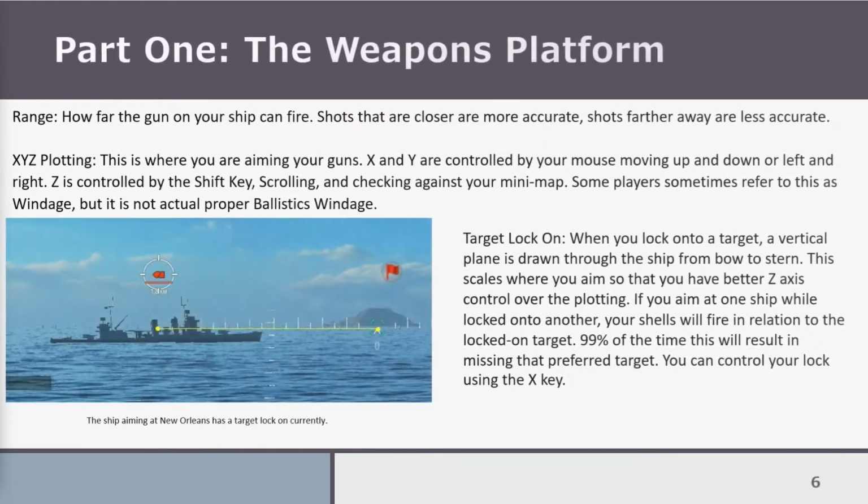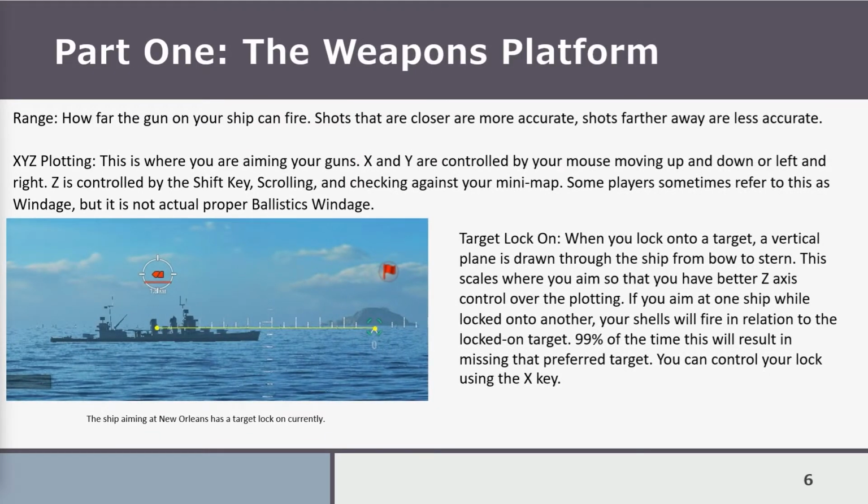Next, range. This is how far your guns can fire. Shots that are closer are more accurate, and shots farther away are less accurate. Pretty standard. XYZ plotting. This is where you aim your guns. X and Y are controlled by your mouse moving up and down, left and right, and the zoom, the Z-axis, is controlled by your shift, scrolling, and checking against your minimap. Some players I've heard refer to this as windage when they're just making an offhand comment on Reddit or the forums. It's not proper ballistics windage, but if you hear someone using this term, they're talking about plotting, but they really don't know what they're talking about.